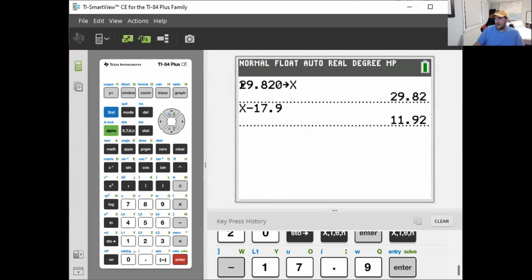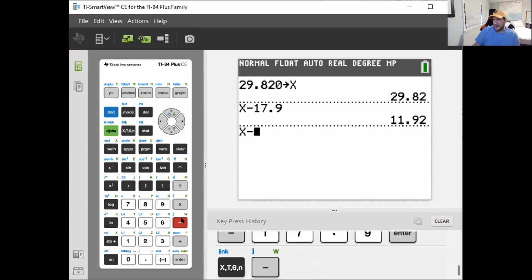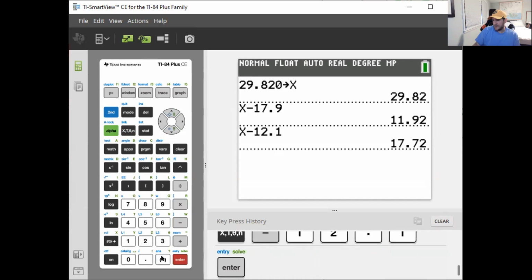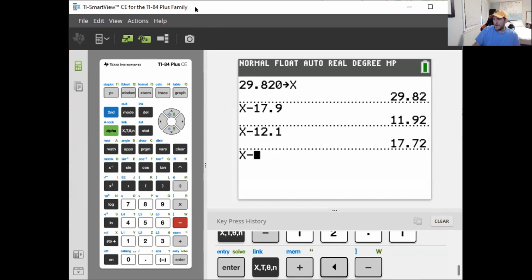And again, it's not too hard to type 29.82, but if you had a longer number, a bigger value, and you didn't want to have to keep keying it in over and over again, storing it as x is kind of a nice trick. But I see that I want 11.92. I also want x minus the 12.1. So do that subtraction. And then I also want x minus our other side, which is 29.641.